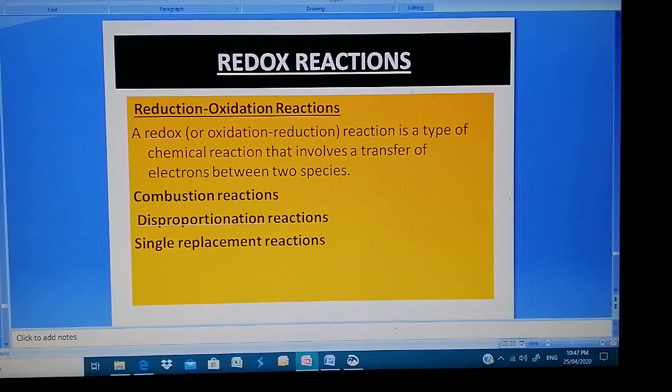Now we have oxidation reduction reactions. How we can easily say this? Reactions in which both oxidation and reduction take place together are known as oxidation reduction reactions. For example, we have combustion reaction, disproportionation reactions, single replacement or displacement reactions. These are examples where oxidation and reduction take place together.